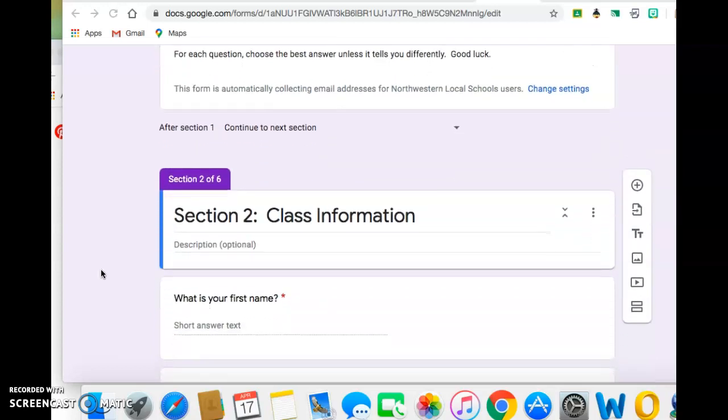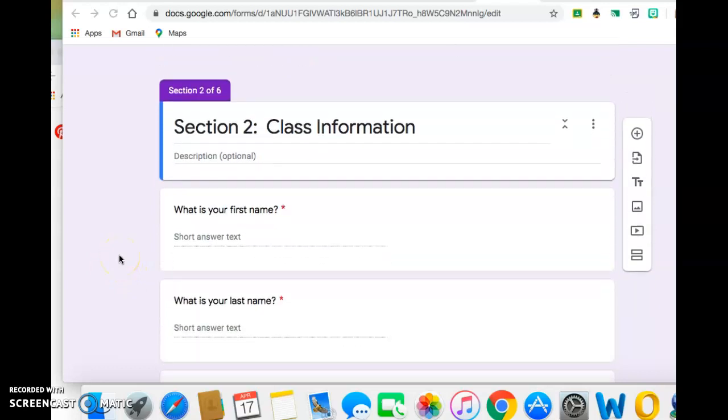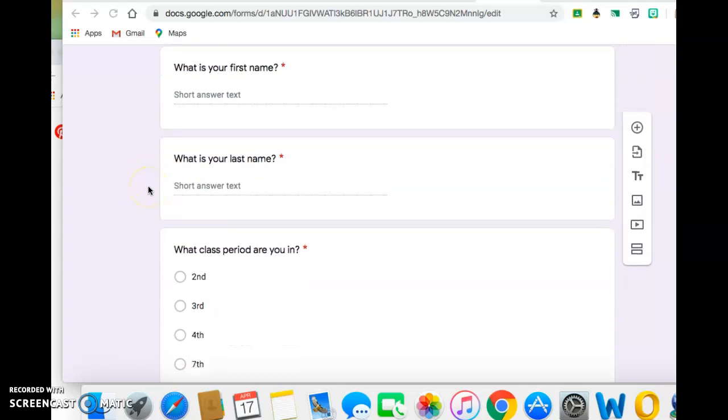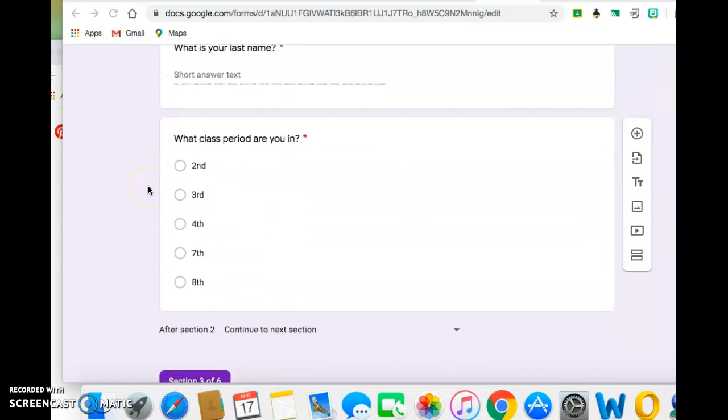When you open up the test, you will see Section 1 is the instructions. When you move into Section 2, you will see it as your class information. You will fill in your first name, your last name, and your class period.